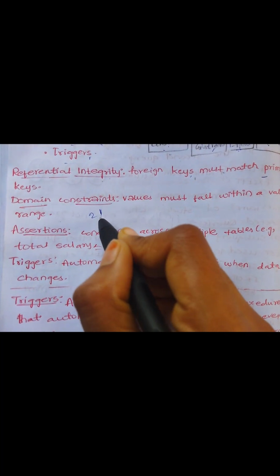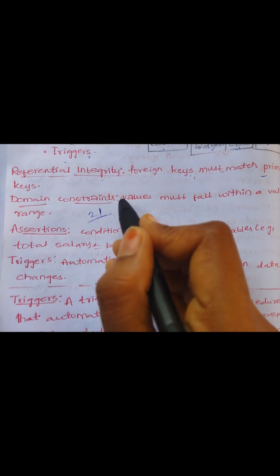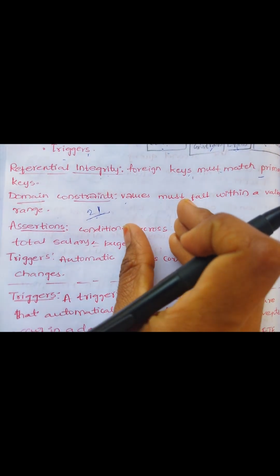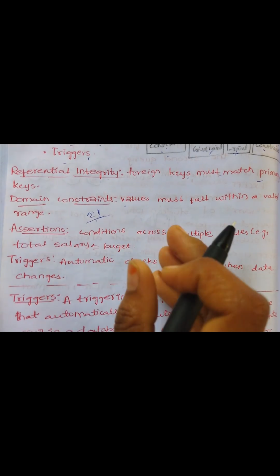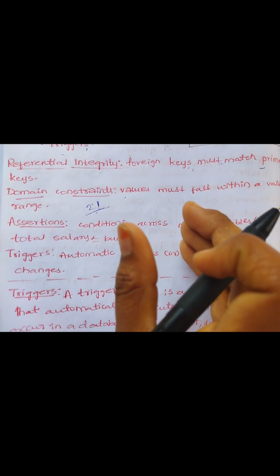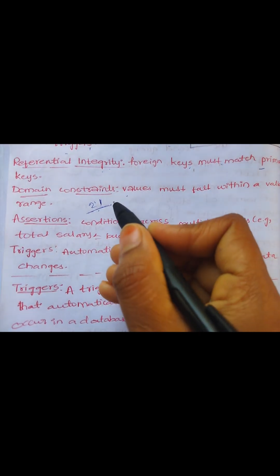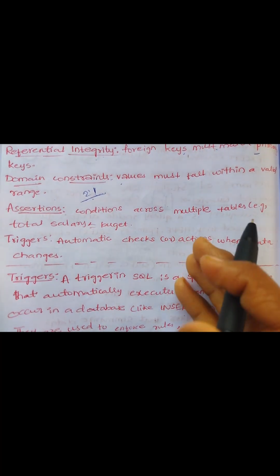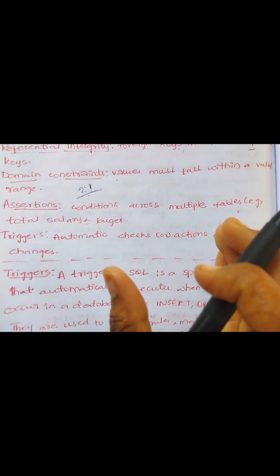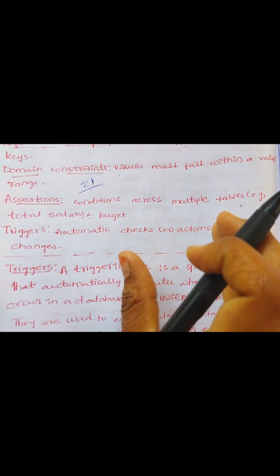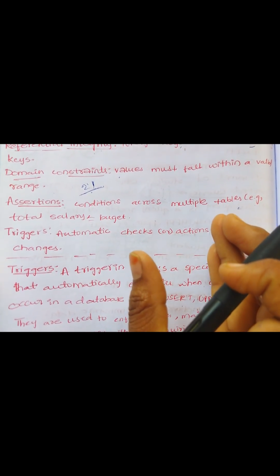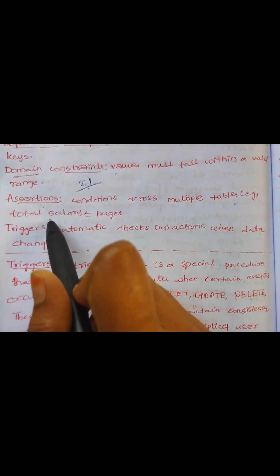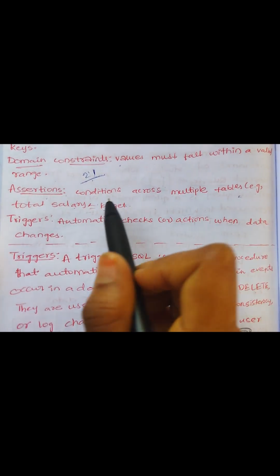Like pass marks is 21. Maximum range is 21. After getting 21 or above marks, the candidate passes. Like the domain, it should contain a valid range. Range of pass marks is 21, like that. Assertion. These are conditions for multiple tables, different tables that should contain some values, some conditions. For multiple tables it is known as the assertion concept. Like total salary less than or equal to budget, like that.